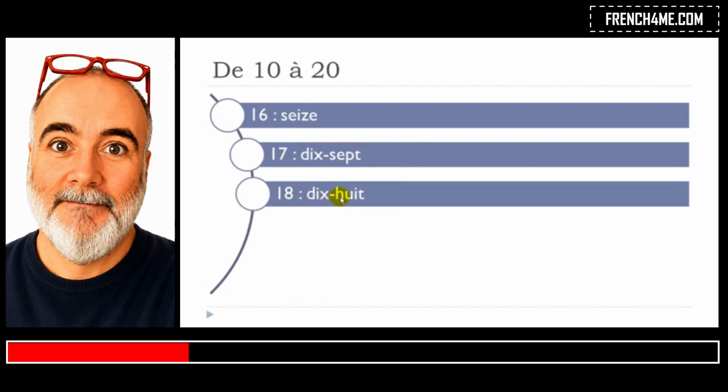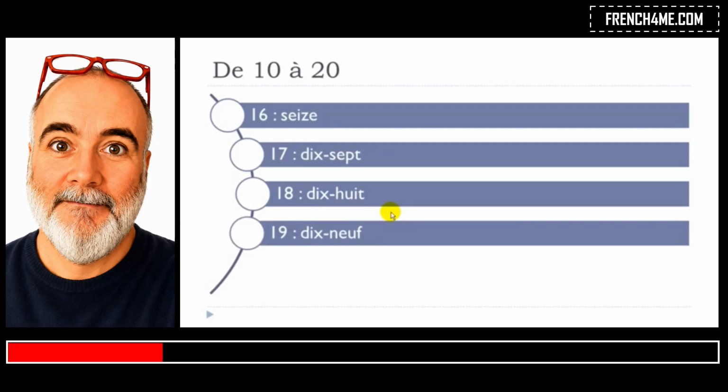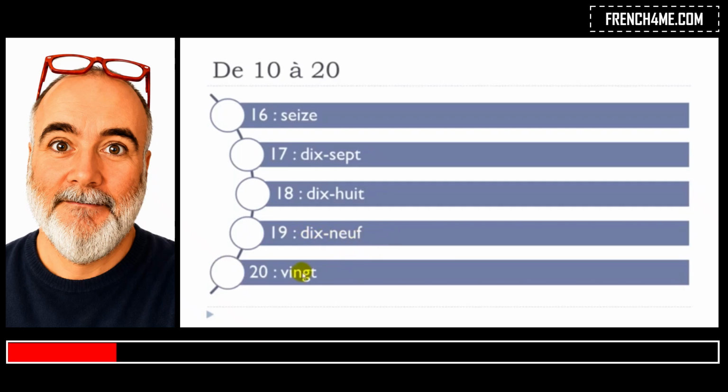Okay, then 18. So you will make this little link between the two, the liaison. 18. Okay, then 19. 19. Okay, E-U-E 9. 19. And the last one, so this G letter is here, but you don't pronounce it.